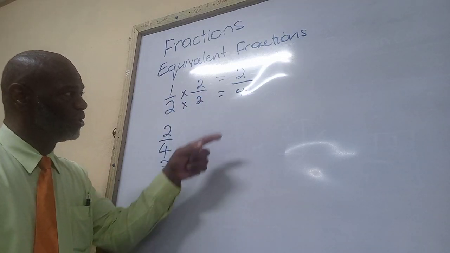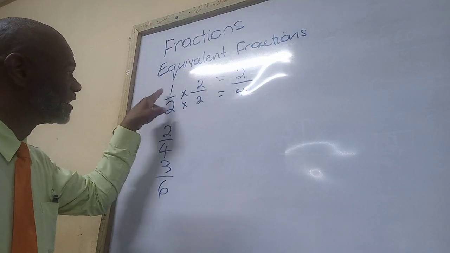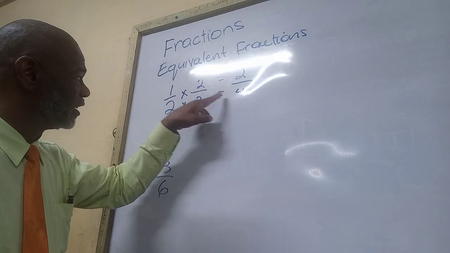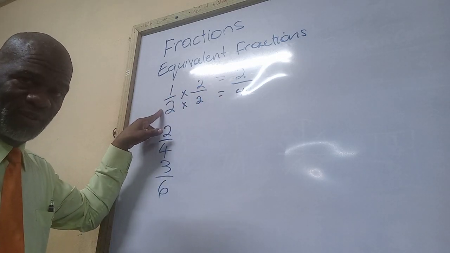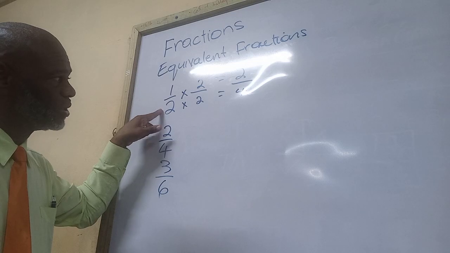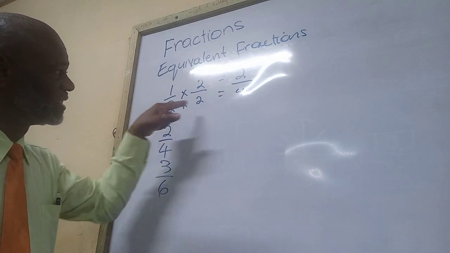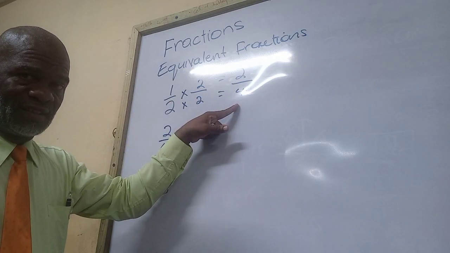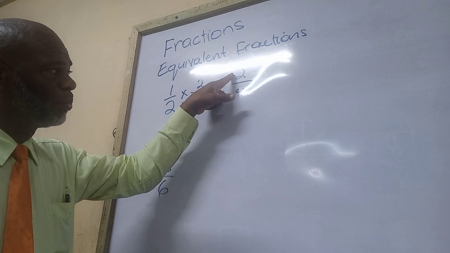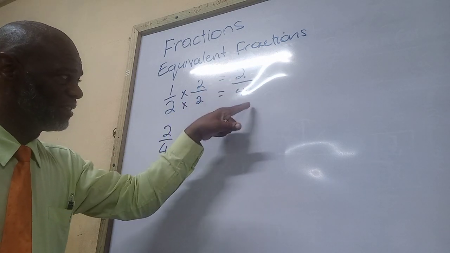Good. So this 2/4 is an equivalent fraction to 1/2. Right? So we see the values remain the same. Right? Good. That's 2 parts out of 4 parts. That's a half of it.